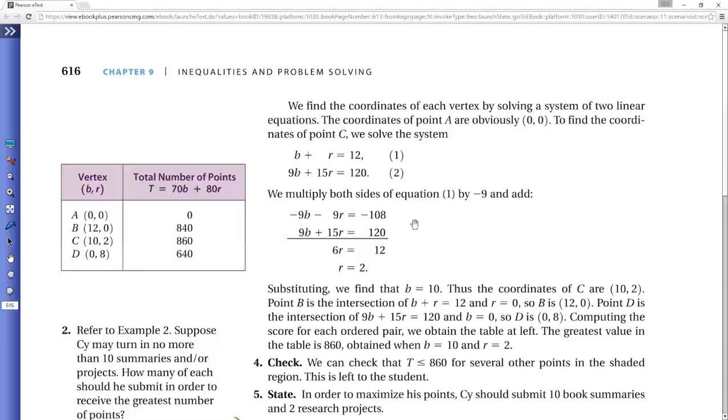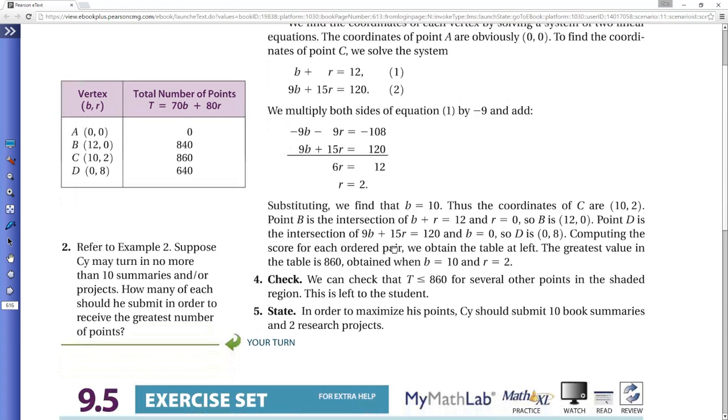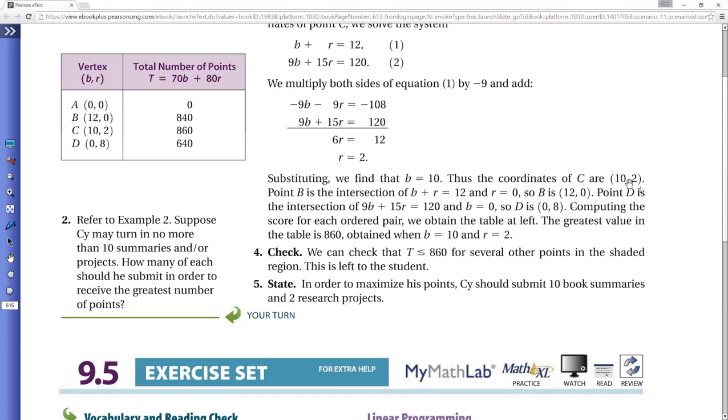They use the substitution or elimination method, and they take this first equation right here, number 1, and they take it times negative 9. Why? Because then when I combine these two, it'll get rid of my b, and I end up with an equation with one variable, 6r equals 12, so r is equal to 2. Well, if r is 2, then what's b got to be? I can put it back. I'd definitely use this one, and b has to be 10. So we end up with that ordered pair of 10, 2.